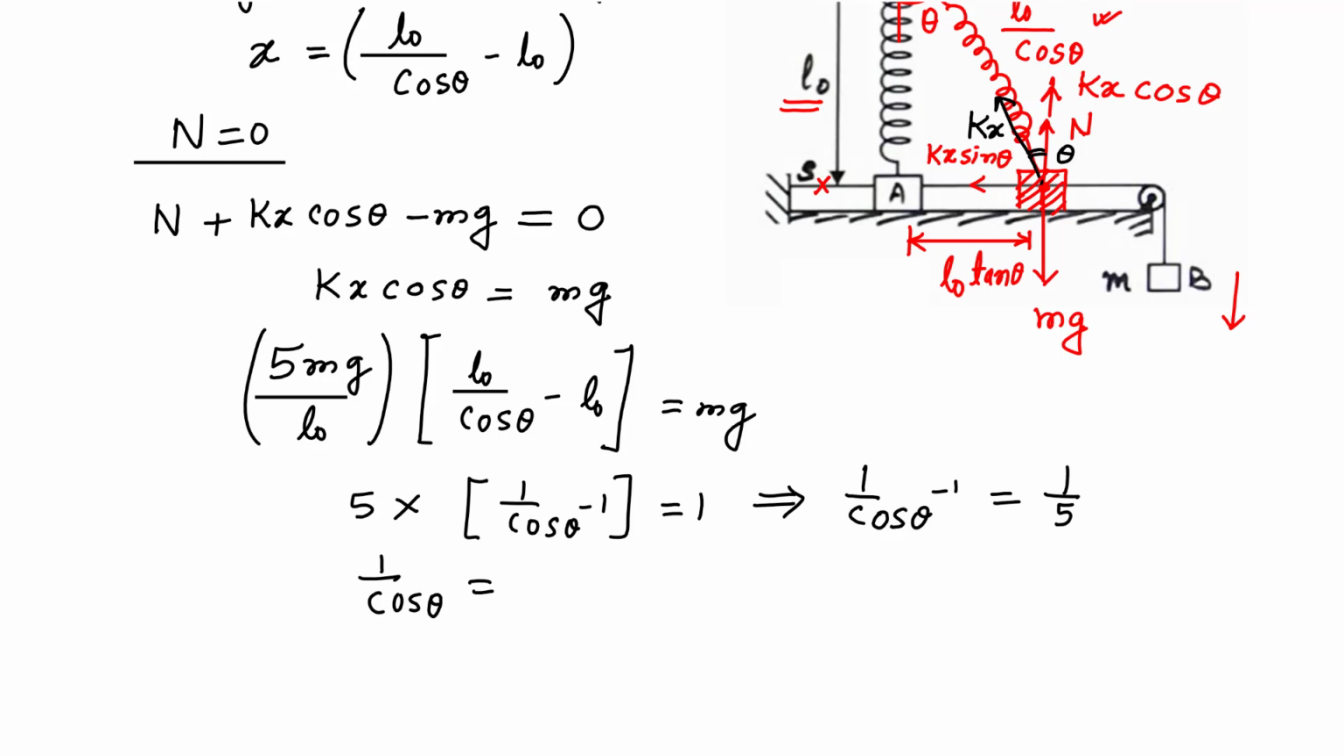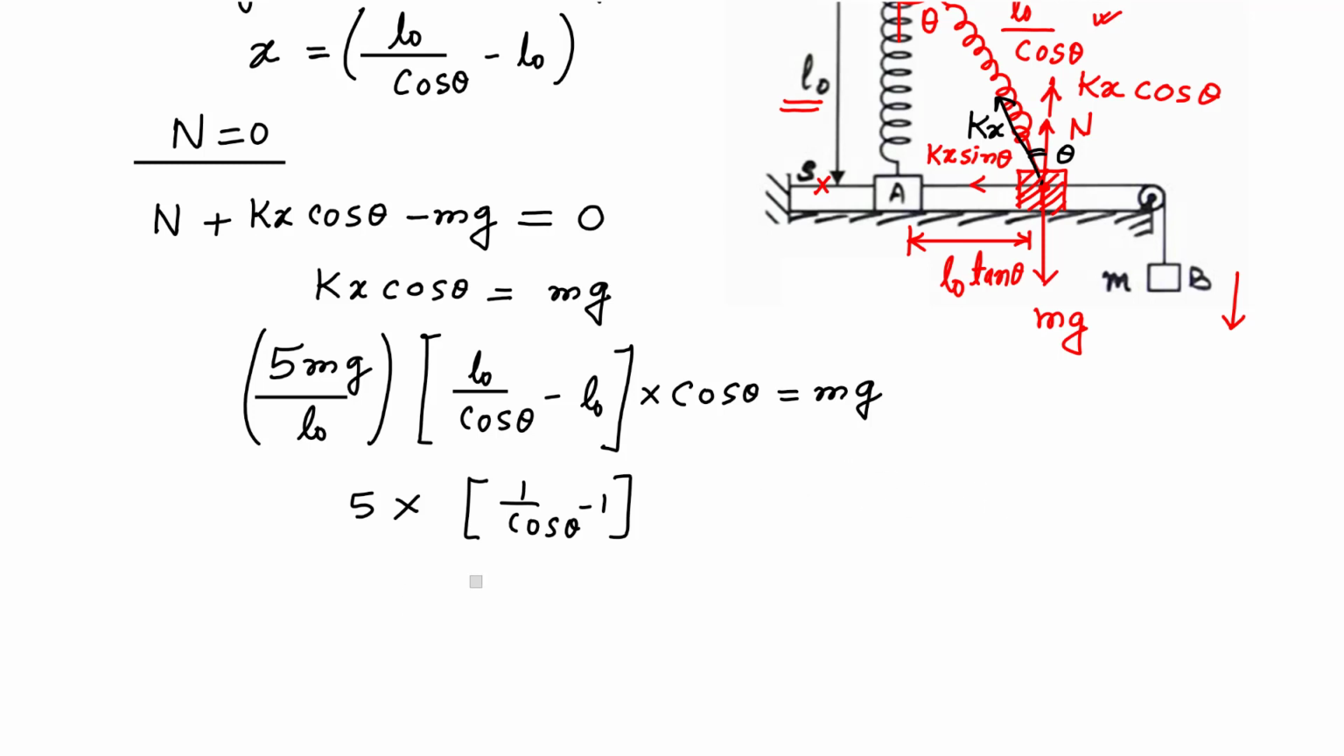basically I missed one cos theta here. So this times cos theta is equal to mg. So now I can rewrite. Let us rub this part. So we can have, into cos theta, is equal to 1.